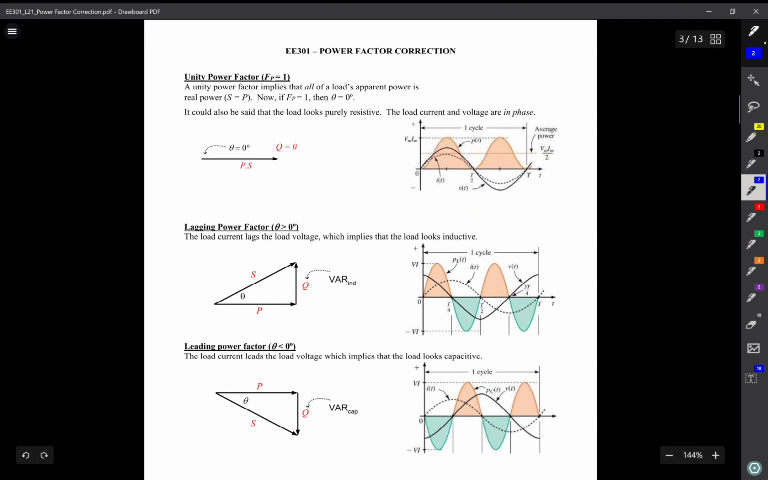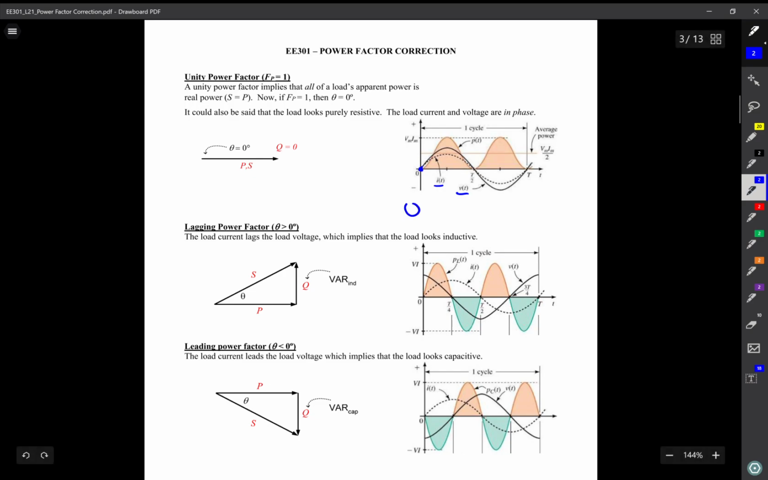All right, so there are three special cases of power factor, so I can get an idea of what we're looking at here in the time domain. So I have in the time domain two sinusoids. One is for voltage and one is for current. Here's the voltage and there's the current.